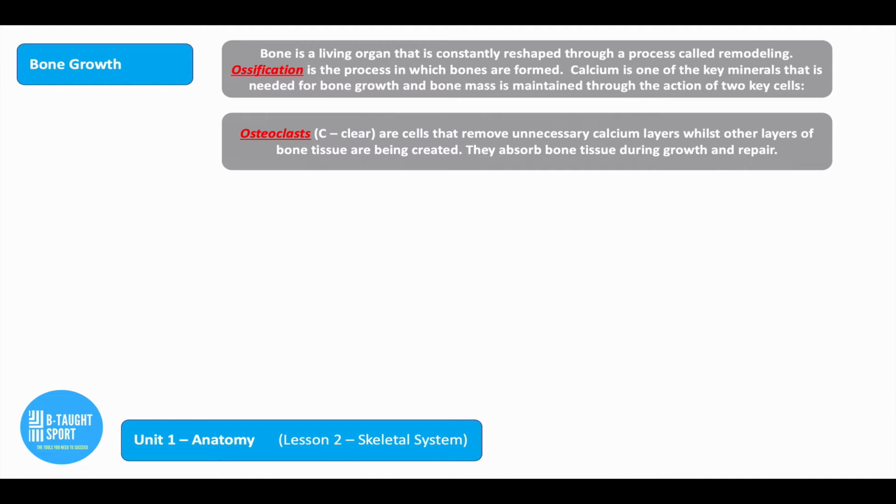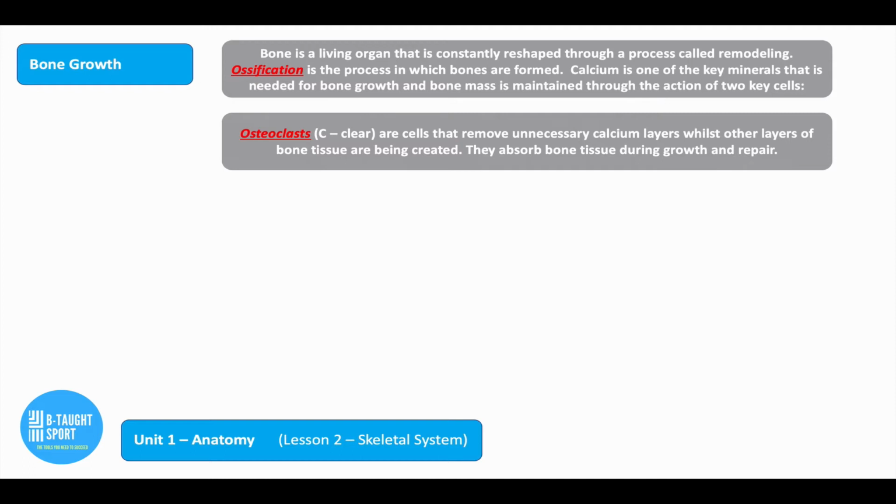Osteoclasts are cells that remove unnecessary calcium layers whilst other layers of bone tissue are being created. So again, imagine this road being relayed, as I mentioned earlier. The osteoclasts are the ones that clear the debris off the road or clear any broken parts, while someone behind would then build the new road. It's exactly the same with the bones. Osteoclasts clear the unnecessary calcium layers, and they also absorb bone tissue during growth and repair.